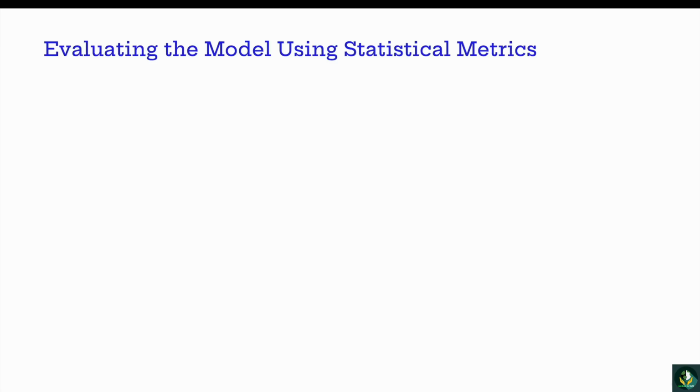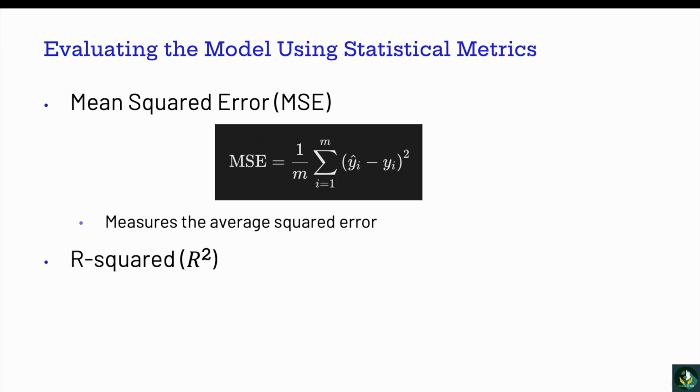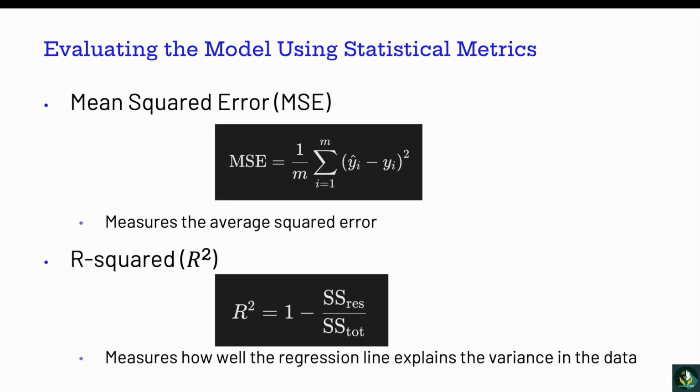Finally, let's talk about evaluating the model using the statistics metrics that we mentioned. So we need mean square error, which is MSE, defined as 1 upon m summation of i equal to 1 to m (y cap i minus yi) squared, which measures the average squared error. And then we have R squared, which is R square equal to 1 minus SS res divided by SS tot, which measures how well the regression line explains the variance in the data.